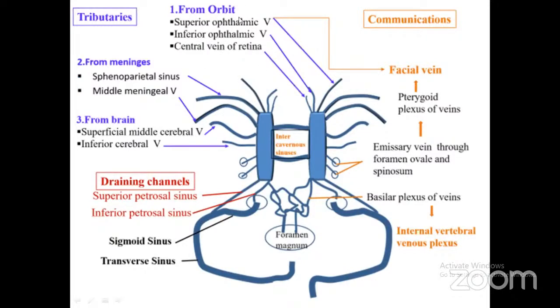the three tributaries from the orbit, namely the superior ophthalmic vein, inferior ophthalmic vein, and central vein of the retina. And which ophthalmic vein communicates the facial vein with the cavernous sinus? Superior ophthalmic vein. And there are two coming from the meninges, that is the sphenoparietal sinus and the middle meningeal sinus. And two coming from the brain, the superficial middle cerebral vein, which is in the lateral sulcus, and the inferior cerebral veins. And it has a communication with the opposite sinus via the anterior and posterior intercavernous sinus.